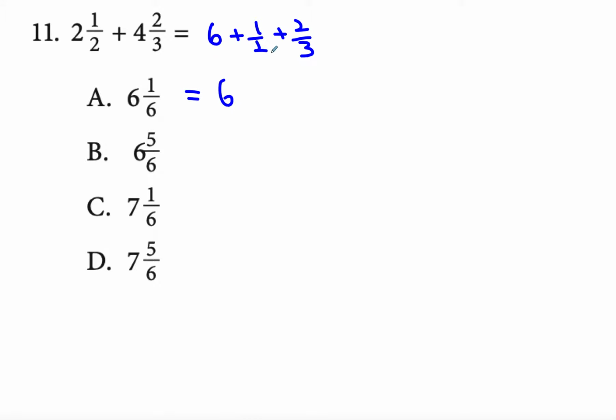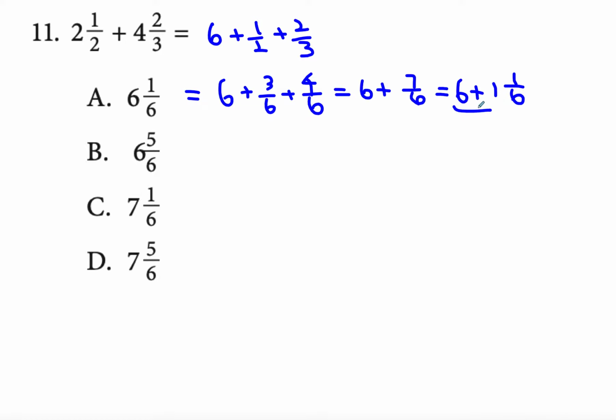But when you look at it, these have a common denominator of 6. So I'm going to add 3 over 6, and then the other one is 4 over 6. When you add them up, these two become 7 over 6. Now, that means 6 plus 1 and 1/6. So when you add up 6 and 1, we get to realize that it becomes 7. So our final answer should be 7 and 1/6, which is choice C.